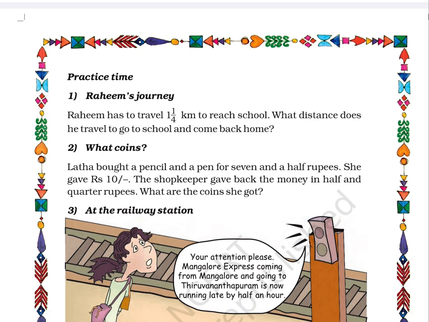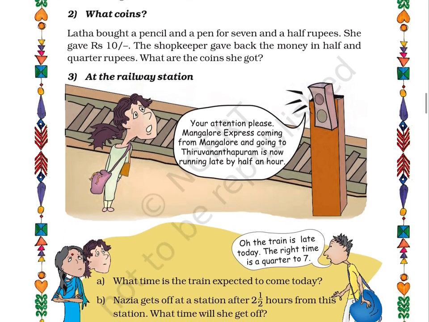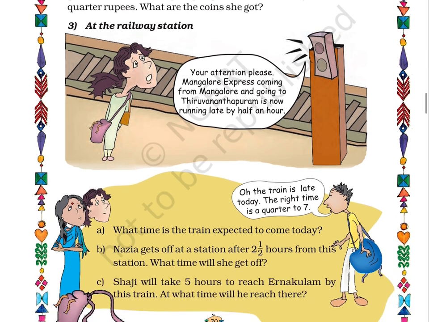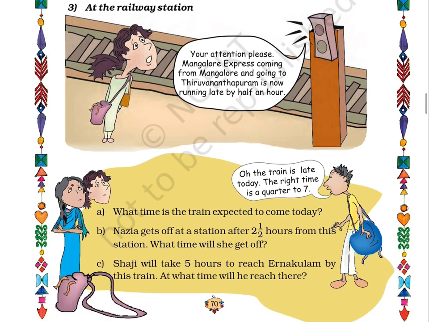3. At the railway station. We have a girl standing at the railway platform listening to the announcement being made on the public announcement system. The announcement says, "Your attention please. Mangalore Express coming from Mangalore and going to Thiruvananthapuram is now running late by half an hour." There's another picture below this where there's a conversation.